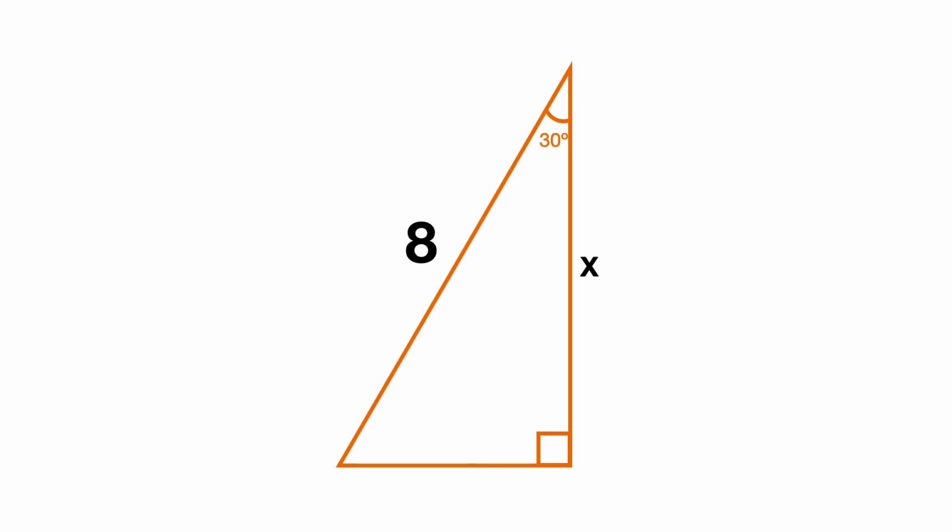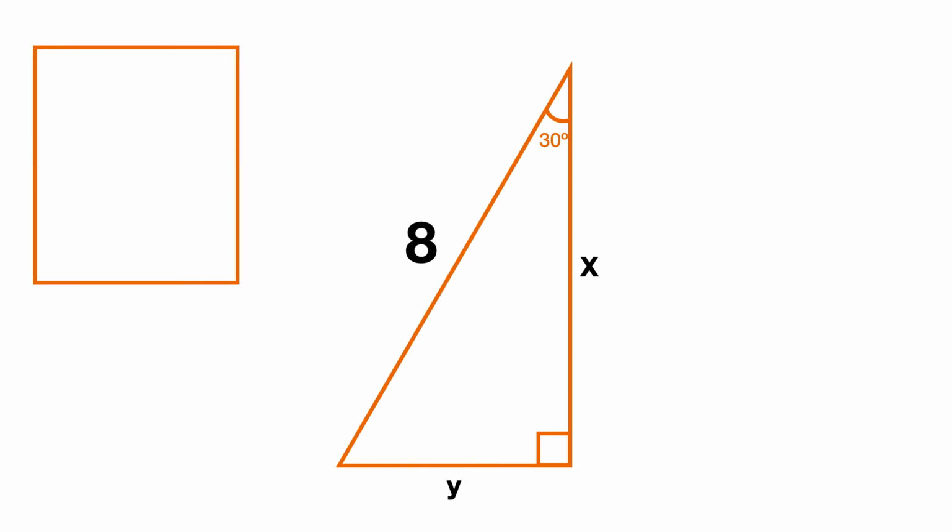Now, I think instead of solving for x right away, it's easier to solve for the base first because that's just half, right? Remember? So we're just going to solve for y first. So we know that 8 equals 2y, right? Because y times 2 is always the hypotenuse, right? Okay, so we're going to divide both sides by 2, like that. And 4 equals y. So y is 4 units.